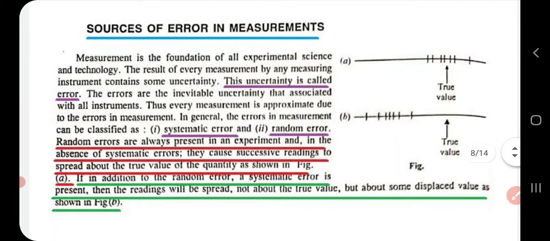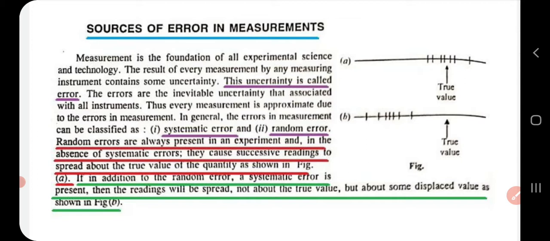Next is sources of error in measurement. The result of every measurement by any measuring instrument contains some uncertainty. This uncertainty is called error. Errors are inevitable. That is, we cannot avoid error because in all experiments that you perform, as I said before, there will be an error. Thus, every measurement is approximate due to errors in the measurement. Errors in measurement are classified into two: systematic and random.